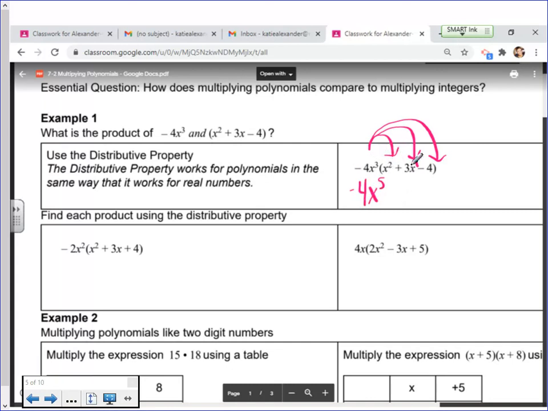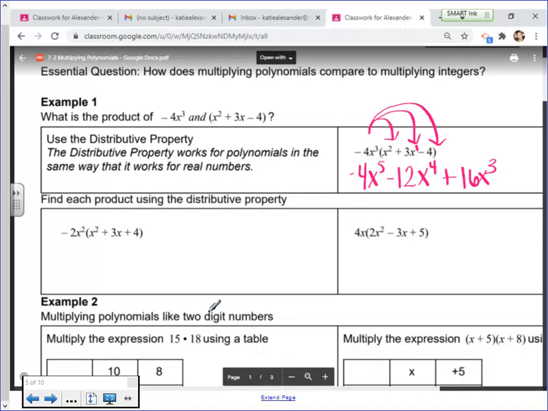Then I'm going to take negative 4 times positive 3, which is negative 12. I have to take the 3 plus the 1, which would be x to the fourth power. And then the last one, negative 4 times negative 4 is positive 16. And then I don't have any exponents here, but I do have 3 with the first one, so it would be x to the third power.